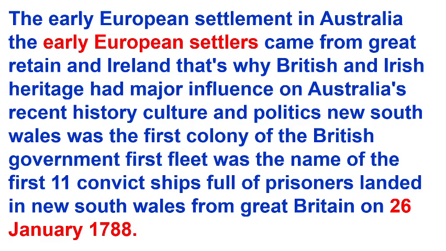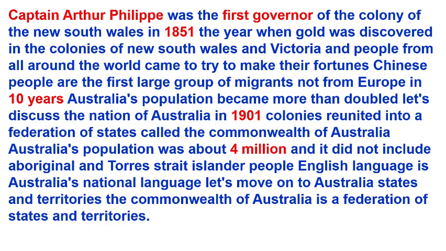First Fleet was the name of the first 11 convict ships full of prisoners that landed in New South Wales from Great Britain on January 26, 1788. Captain Arthur Phillip was the first governor of the colony of New South Wales.